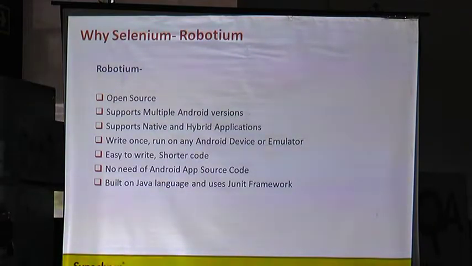Now, what does it mean, native and hybrid? If your application has some web components, then it becomes a hybrid application. And if it only has UI components, then it will be a native application. One of the good features that Robotium has is that you just write the script once and you can execute it on any device, on any brand. You don't have to customize it if you want to run on different mobiles.